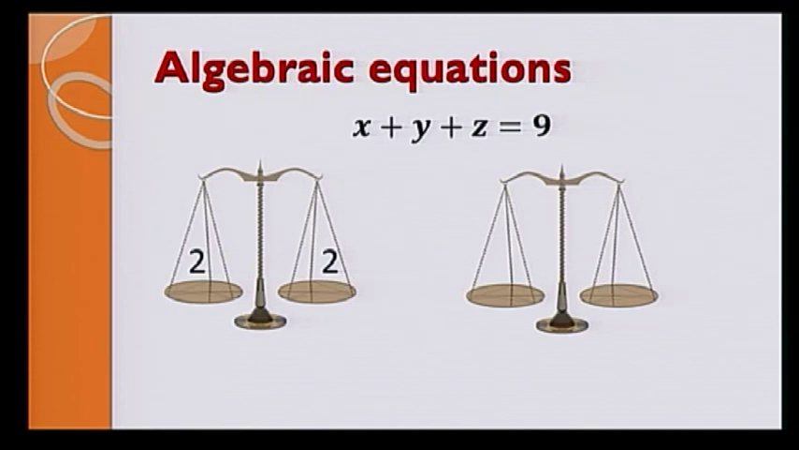Now let's have a look at the second diagram. On one side, we have x, and on the other side, we have 8. In order to keep the scale balanced, what should be the value of x? The value of x is 8. We will have 8 on the left-hand side and 8 on the right-hand side, which will keep the scale balanced.